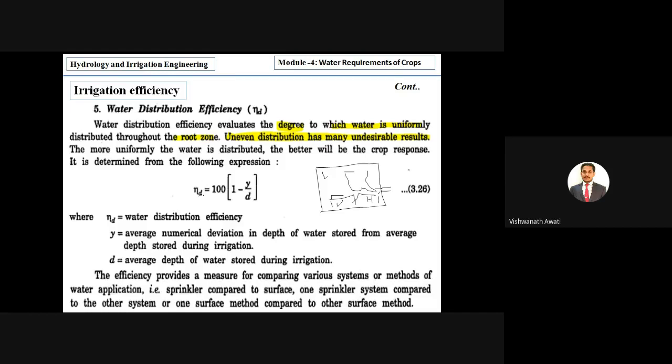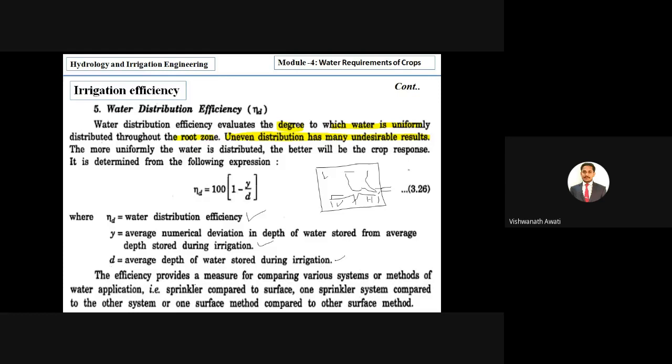And it is determined from the following expression. It is eta d equal to 100 into bracket 1 minus y by d bracket complete. Here eta d is water distribution efficiency. Y is average numerical deviation in depth of water stored from the average depth stored during the irrigation, and D is average depth of water stored during the irrigation.